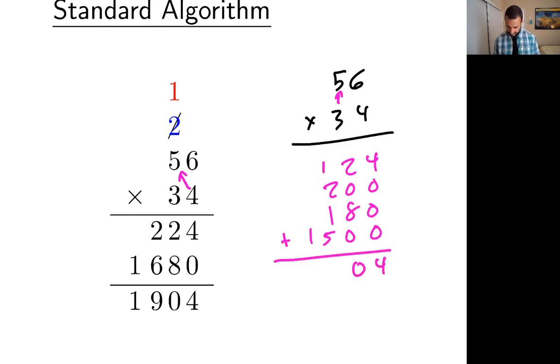4, 10, 5, 6, 7, 8, 9. My bad, miscounted. And there it is: 1904. Same result. And let me ask you, which method did you think was easier to follow?